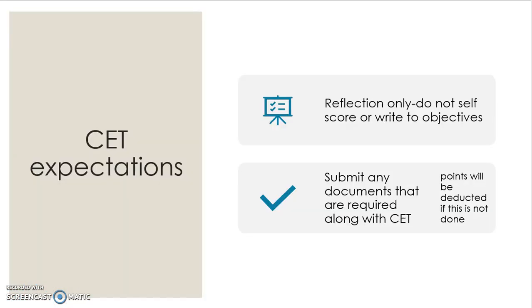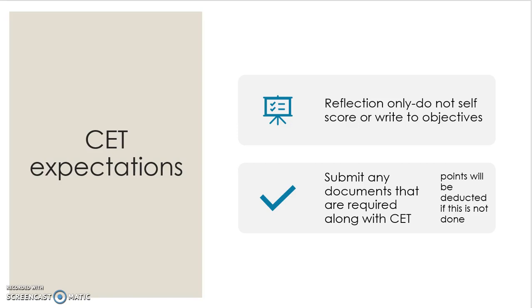CET expectations: reflection only, do not self-score or write to objectives. I really just need to see your own genuine, true reflection about your performance, how you genuinely felt. We were both there, and the things that you really excelled at and succeeded in. Were you surprised? Were you not? Did you feel like you did well, or were you really mad at yourself because you felt like you could do better? And talk about the things that you were able to piece together during the scenario.